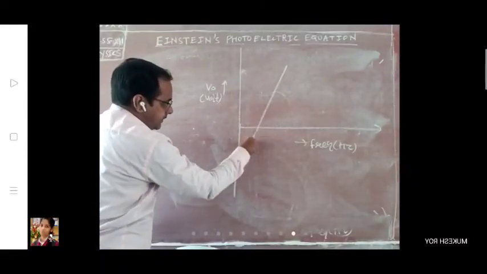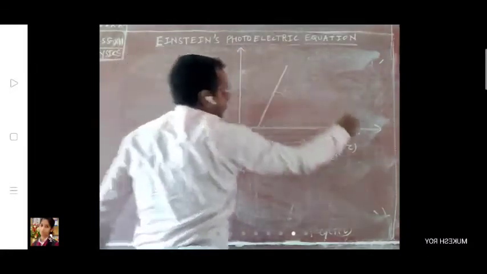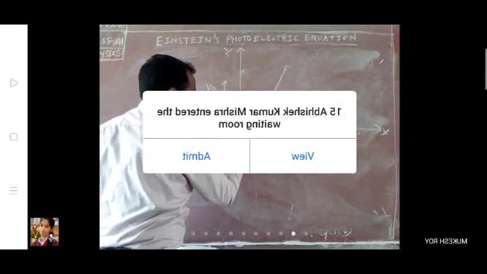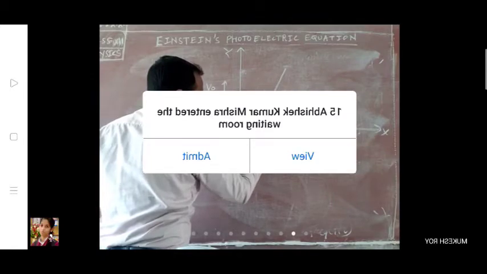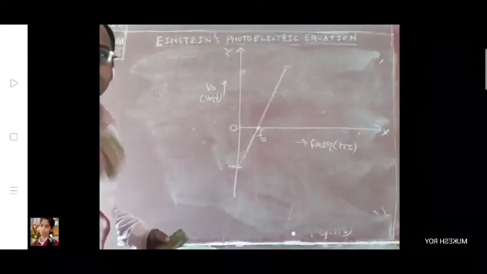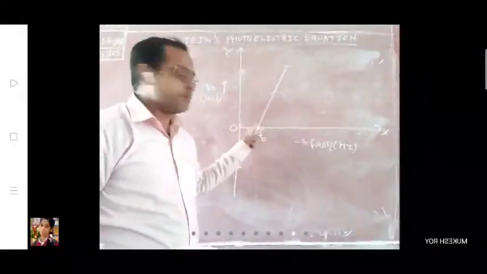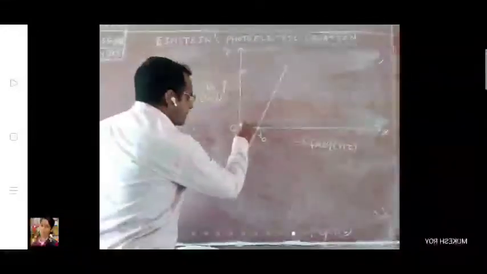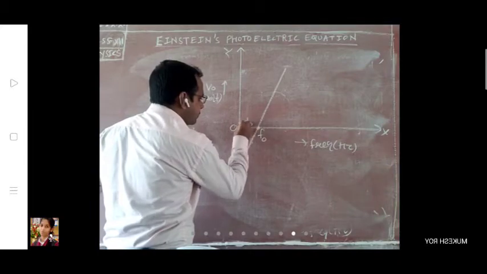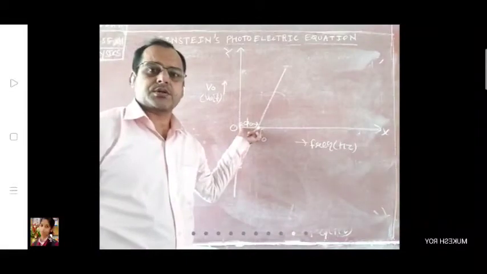And from here, if it is produced, it will cut. Suppose this is O, y-axis, this is x-axis, and this is the graph, right? This is suppose point A, and this is F naught, the threshold frequency we have discussed earlier. That is, it is the threshold frequency, this point. Without this much amount of energy, that is called work function. So it must be work function. Here to here, it must be equivalent to work function, that is called h f naught.